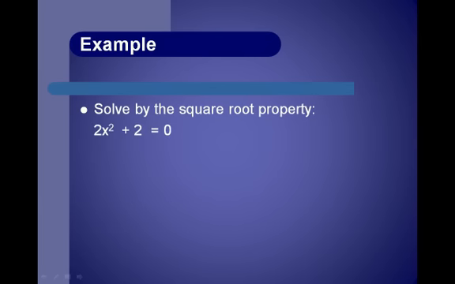Okay, solve this one by the square root property. Well, same thing. You want just the perfect square on the side by itself. So the first thing we're going to do is subtract 2. Divide both sides by 2. So we get x squared equals negative 1. Well, notice that nothing squared will give us negative 1. So in this case, we are going to say that there is no real solution.